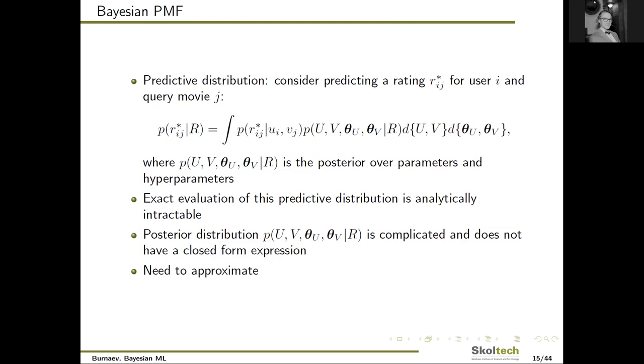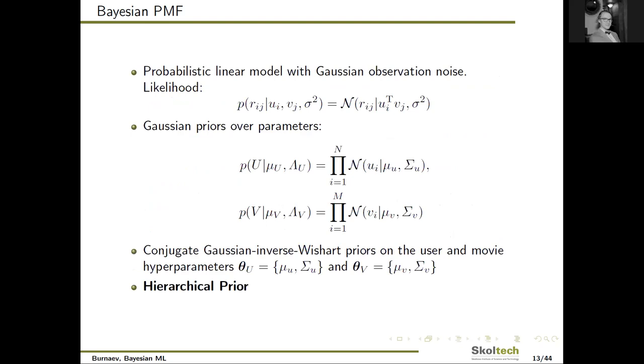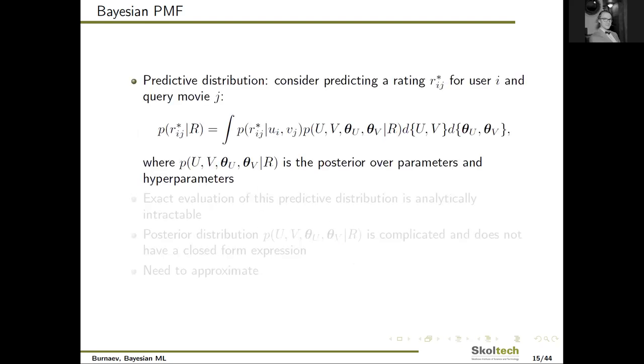Isn't this multiplier just one, because R_ij star is exactly the scalar product of those two? We should go back to the previous slide. We say that actually it's not a scalar product. It's a random variable, with a mean value that equals this scalar product, but also with some variance. So it's not as simple when we are talking about Bayesian modeling.